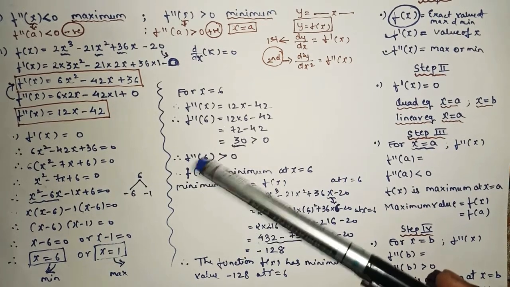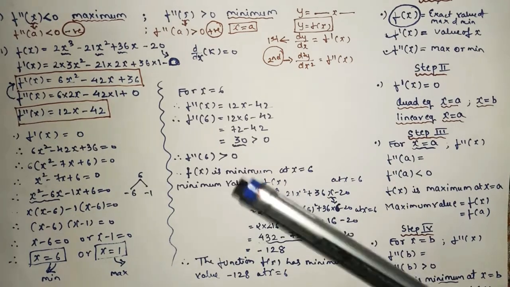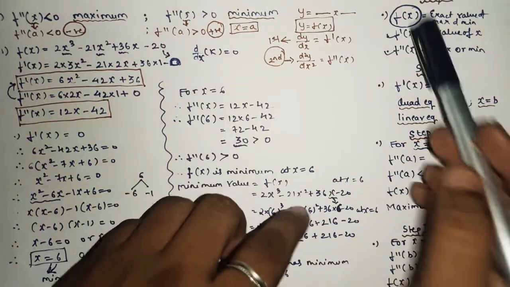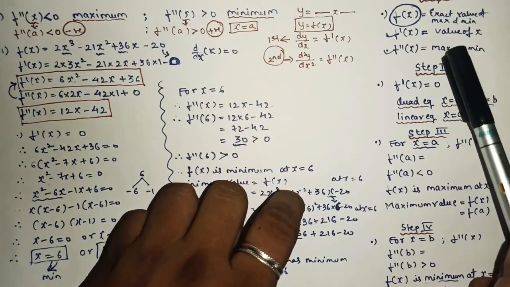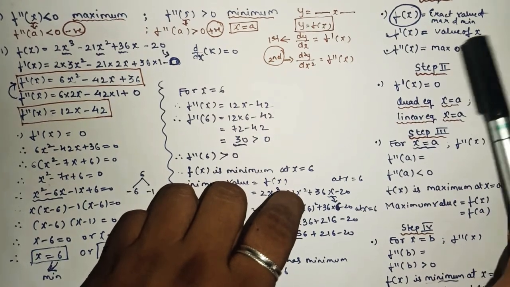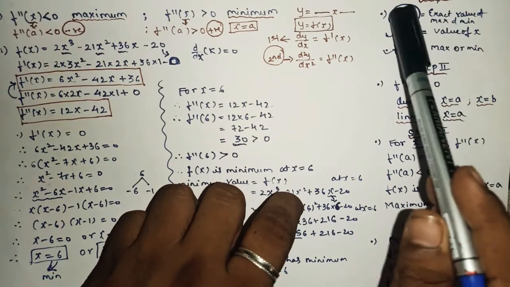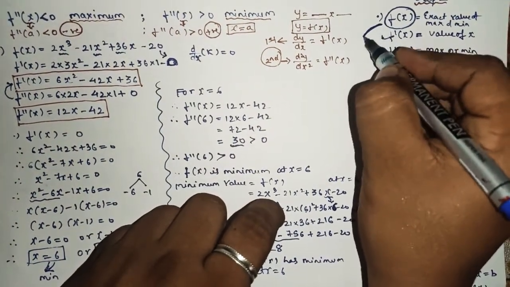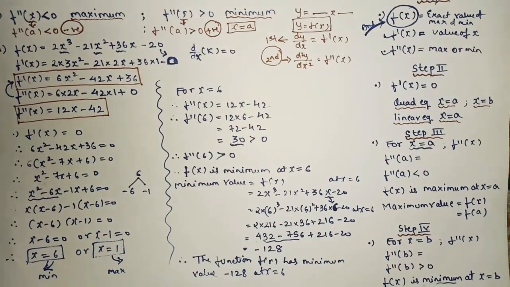In f of x you can predict whether it is maximum or minimum. The exact value you will get from f of x. Just remember these three things. The value of x you will get from the first derivative. From the second derivative you can predict whether at that particular point the function is maximum or minimum, and the exact value you will get from f of x only. So the actual answer lies in f of x only.